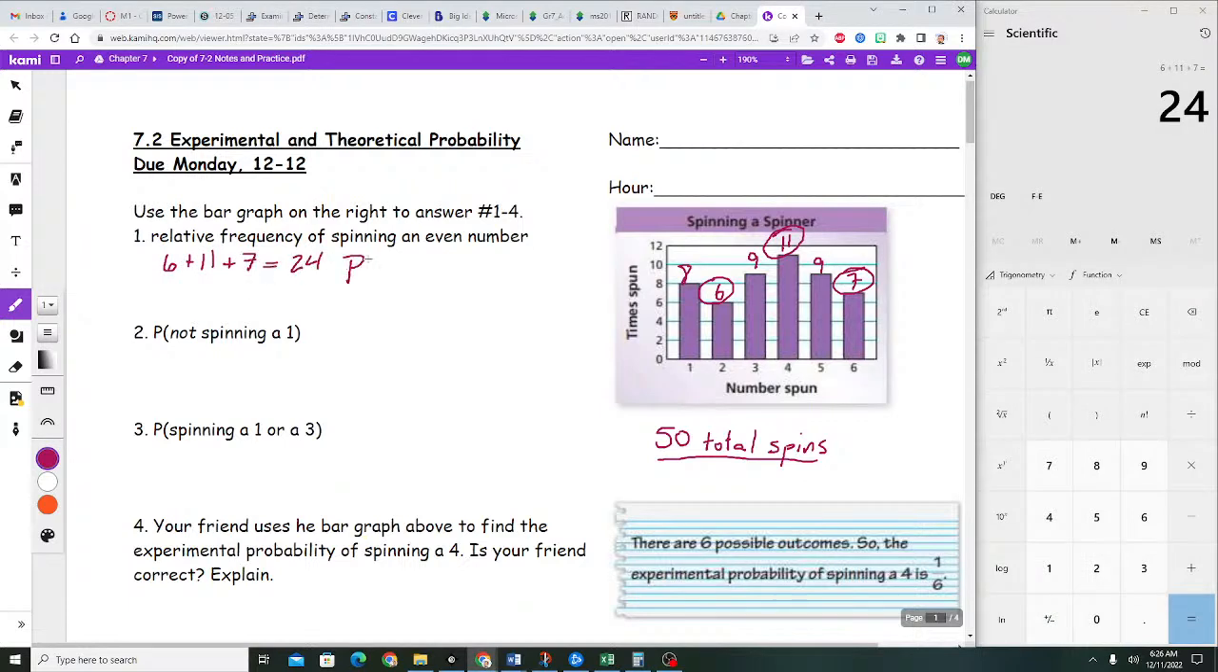And the probability, well, relative frequency, so we're not going to use the symbols. Relative frequency is 24 out of 50. When you divide 24 by 50, I'll show this work. 24 divided by 50 times 100 gives us 48%.